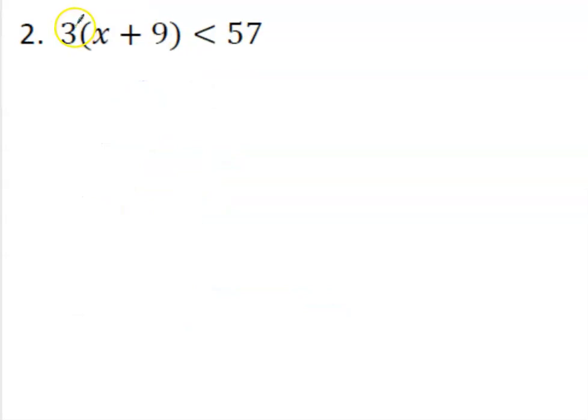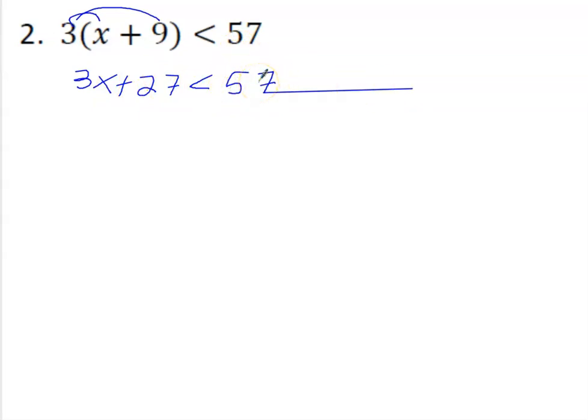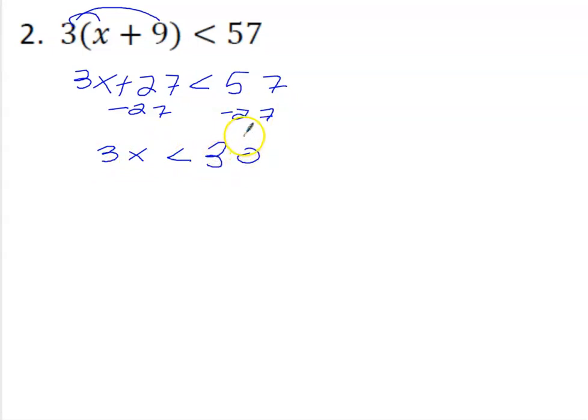Same exact process here. I have parentheses I need to distribute, so I'm going to do 3 times x, which just gives me 3x. 3 times 9 gives me 27. That is going to remain less than 57. Again, there's no like terms here that I need to combine, so I'm just going to subtract 27 from both sides. So 3x is less than 30. Now to solve for x, I'm going to divide both sides by 3. I get that x is less than 10.